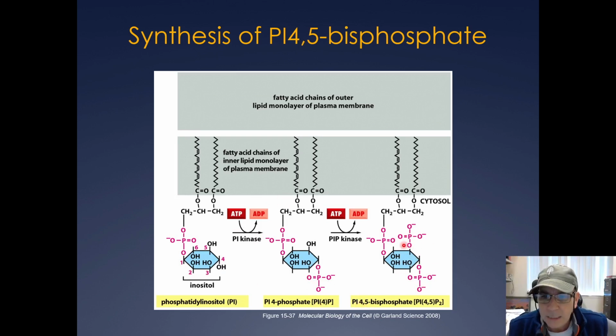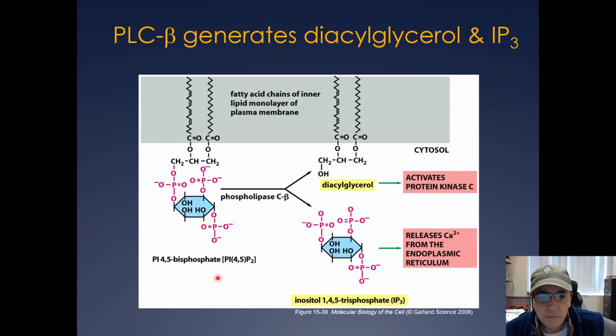Okay, and once you have the PI 4,5 bisphosphate, what phospholipase C does is it cleaves this right at the phosphate group here and breaks it down into diacylglycerol and inositol 1,4,5 triphosphate, or IP3. And this activates protein kinase C, and the IP3 goes and binds to a receptor on the endoplasmic reticulum to help release calcium.